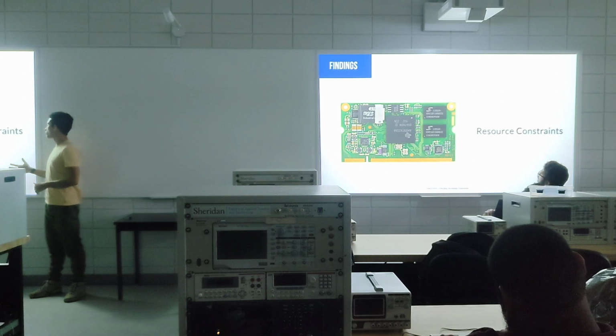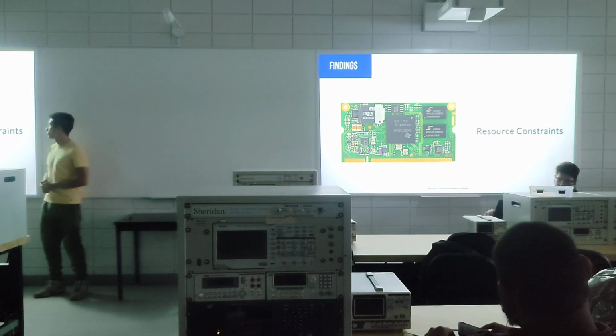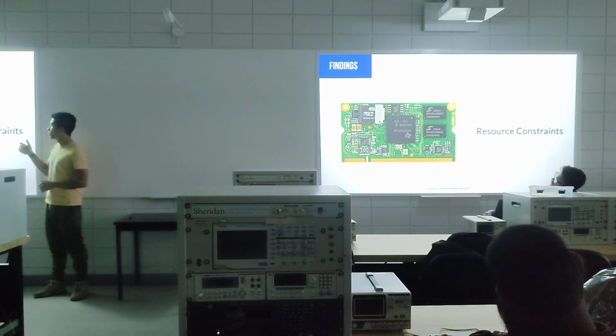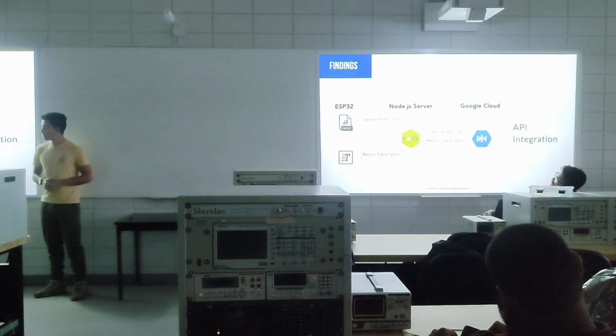We also have resource constraints. As we know, the Arduino platform, or the ESP32, is a very resource limited hardware component, so we were limited on the storage side of things and also on the processing, so we had to make some changes in regards to the hardware.